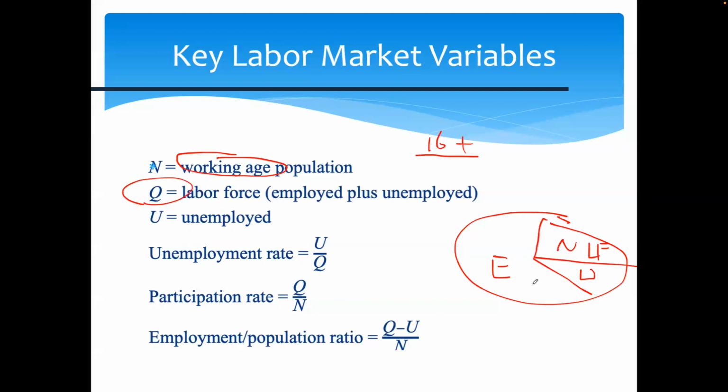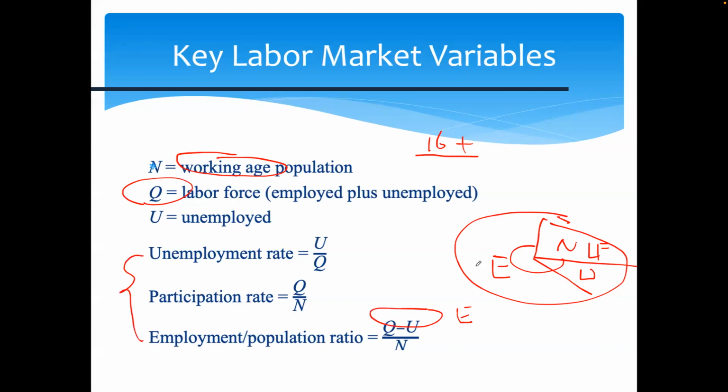The unemployment rate is defined as U divided by the labor force. And the participation rate is defined as Q divided by the adult population, or working age population. And the employment to population ratio is defined as the number of employees, E, divided by the population size N, again the working age population. So you may wonder why we need to look at these three different measures.